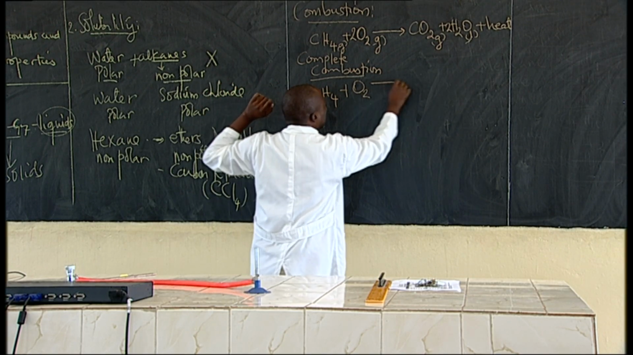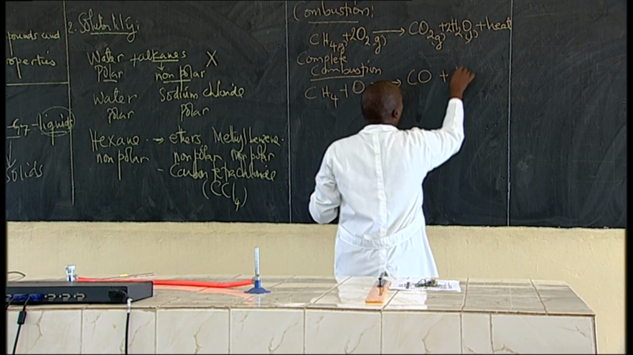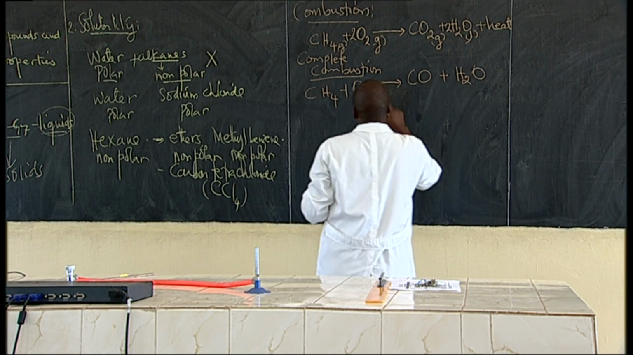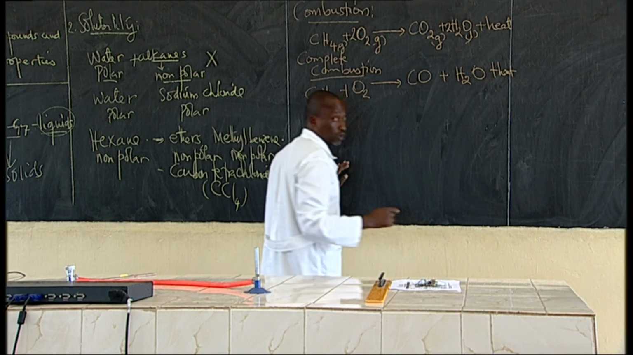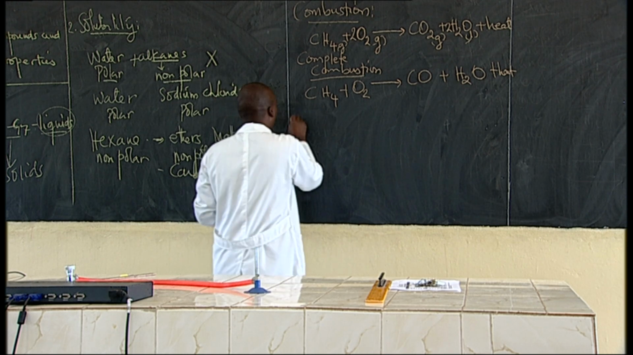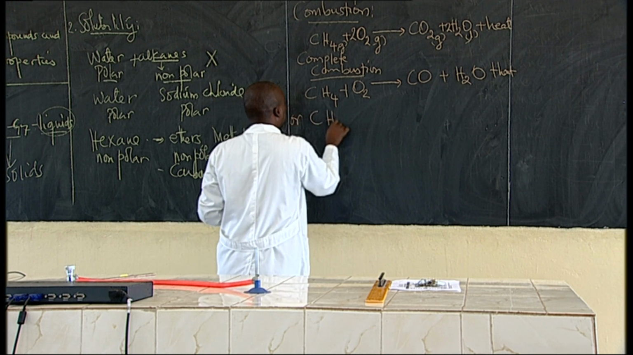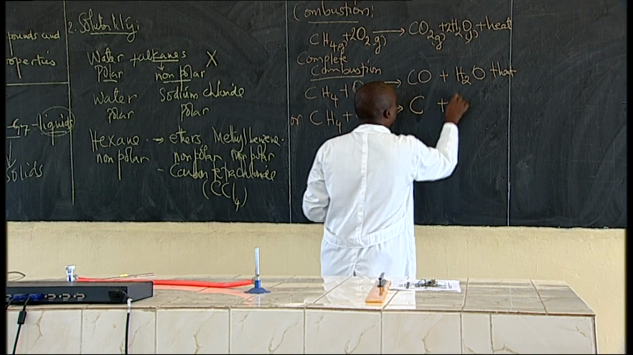But even in a less supply of oxygen, these compounds can as well burn. If there is a limited supply, you get carbon monoxide and water, plus less heat. The heat is produced, but not the same amount of heat. Or you can have methane plus oxygen giving carbon and water.